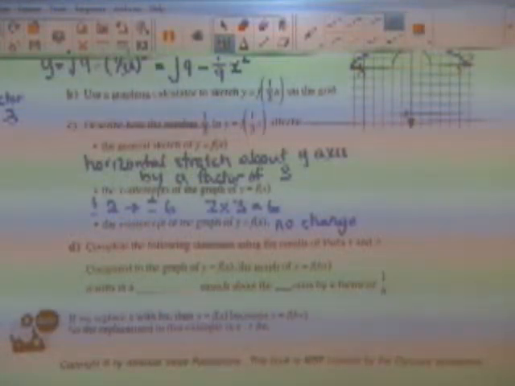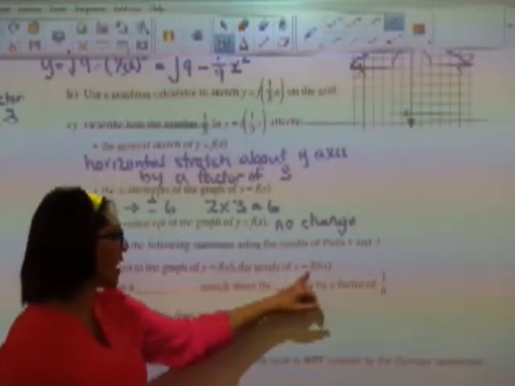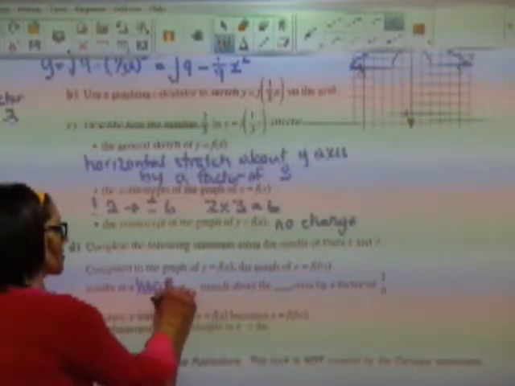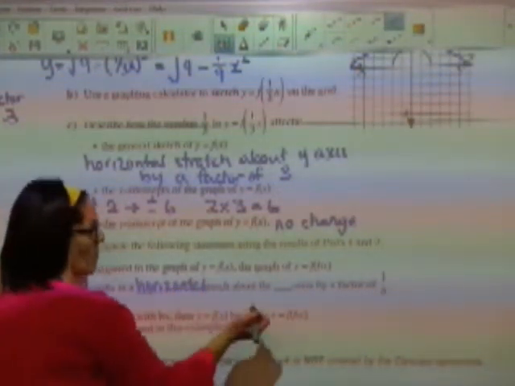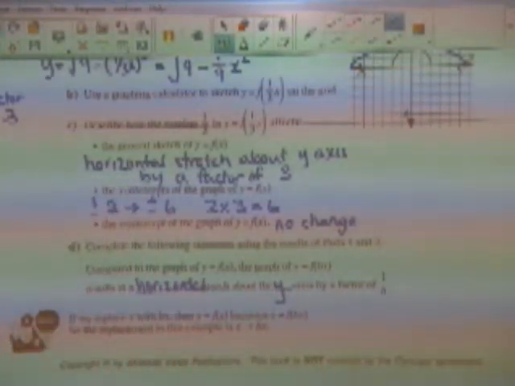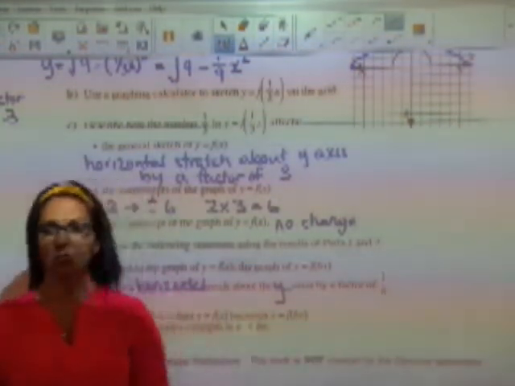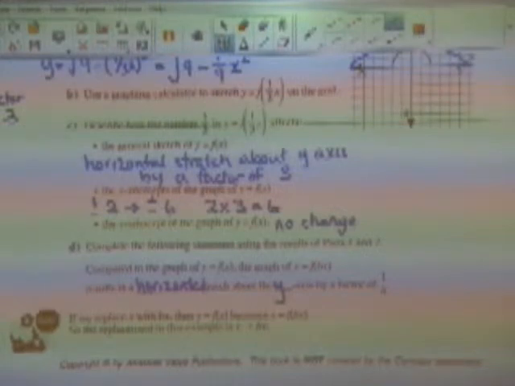complete using the results from part 1 and part 2: compared to the graph of y equals f of x, the graph of y equals f of b times x results in a horizontal stretch about the y-axis by a factor of 1 over b. And again, if we look at the replacement, we're replacing x with b times x. And my factor is the reciprocal, which is the exact same thing that I did with my vertical replacement. When I replaced y with a times y, my factor was 1 over a.